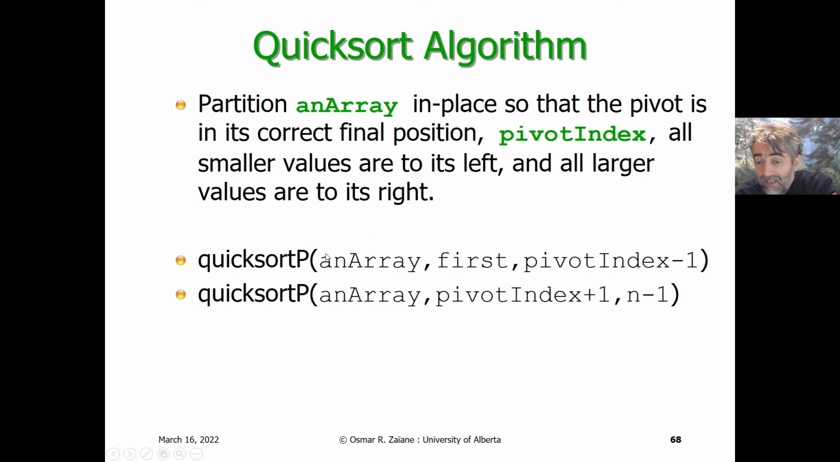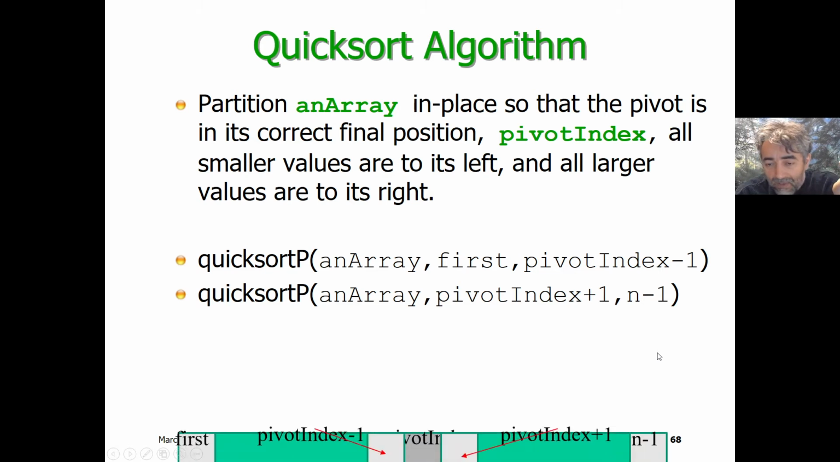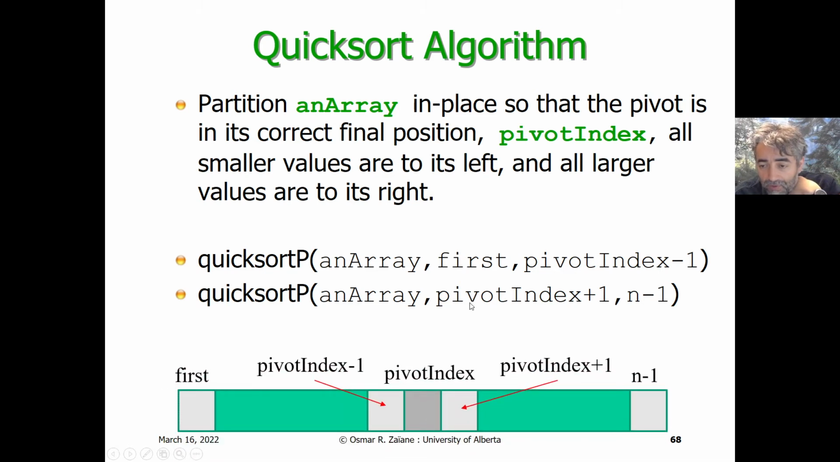Okay, so notice that QuickSort partition doesn't get as input just the array. It also gets the position where I start and where I end, and we'll get back to that later. So visually, what happens is you have this container, it goes from first till n-1. First meaning the first element, the index is 0. Then I will find a pivot somewhere in between first and n-1. I will call it pivot index. And then I will call recursively on this partition where all the elements are smaller than the pivot, and on the second partition where all the elements are bigger than the pivot.